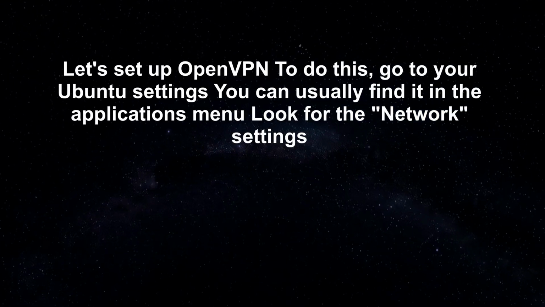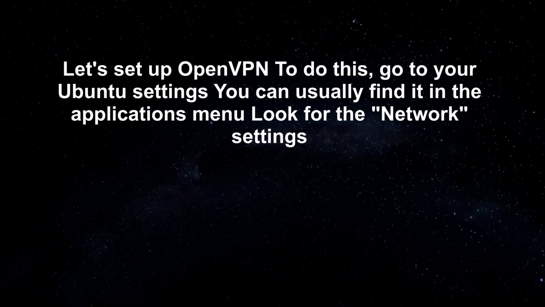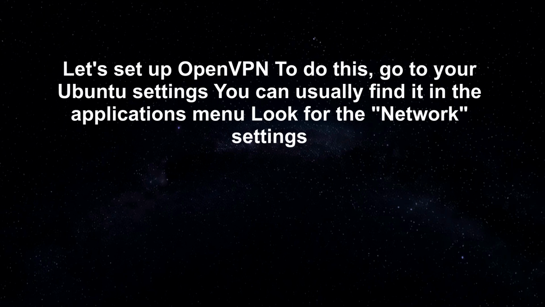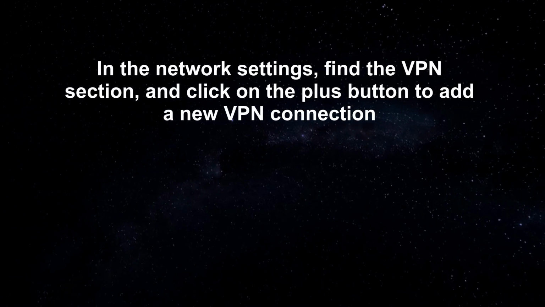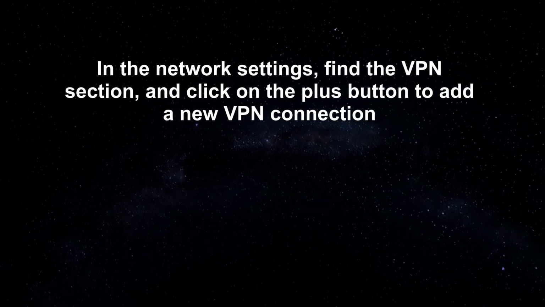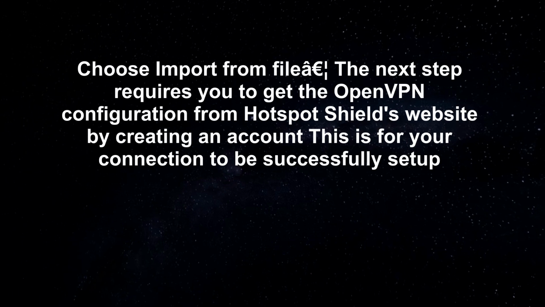Let's set up OpenVPN. To do this, go to your Ubuntu settings. You can usually find it in the Applications menu. Look for the Network Settings. In the Network Settings, find the VPN section and click on the plus button to add a new VPN connection. Choose Import from file.